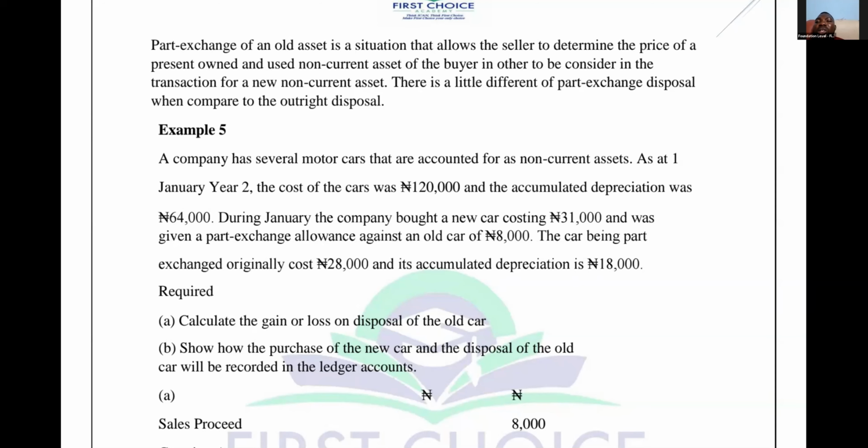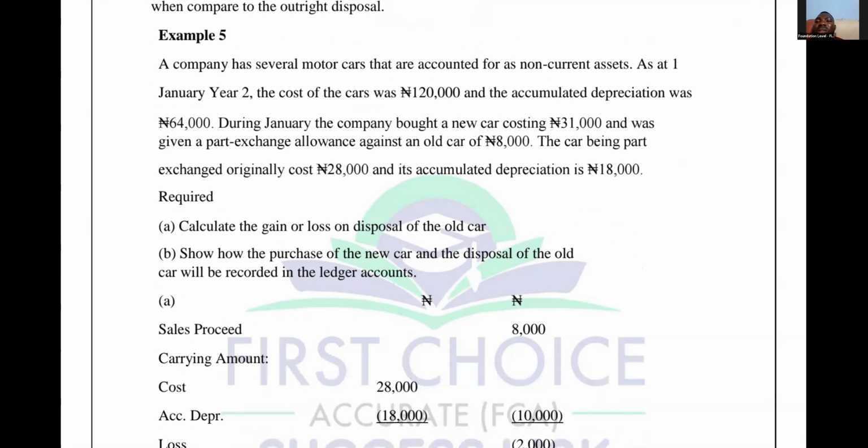Now, if you look at this question very well, there's no sales proceed, right? They didn't give us a direct sales proceed, but they gave us the value that was placed on the old car. The value that was placed on the old car will be our sales proceed. It means that is the worth of the asset, the market worth of the asset that we are letting go, which is 8,000. Sorry, 8,000.